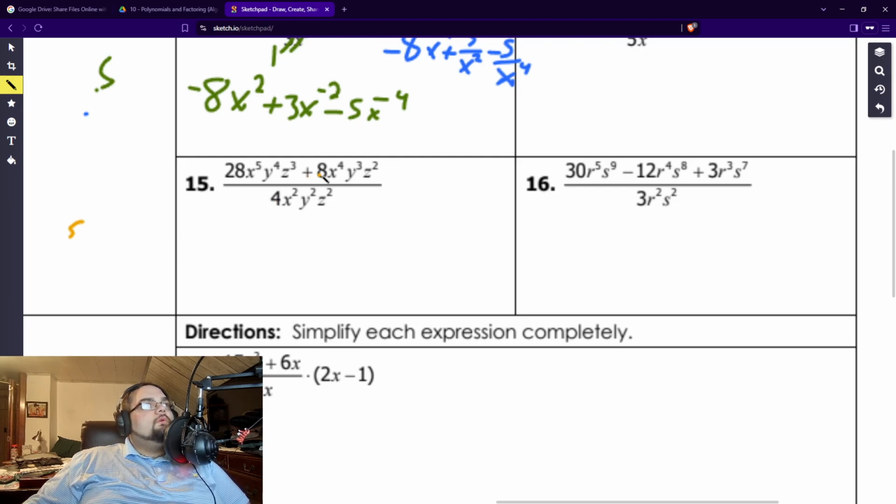So I see 4, I see 8, I see 28. I look it, I check it, I kick it. All these can be divided by 4.